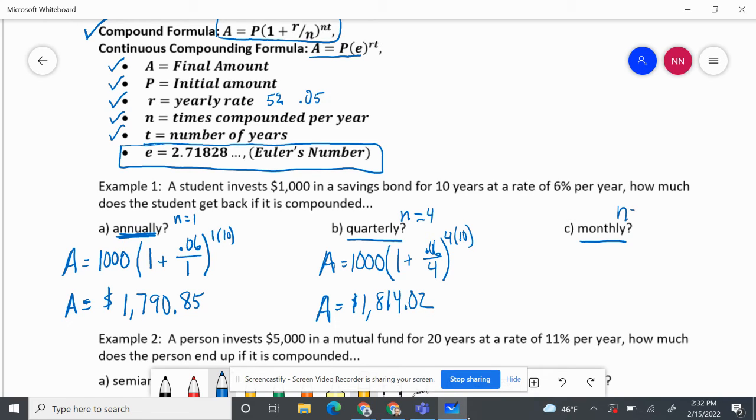Now it says monthly. Monthly means 12 times per year. So we have our initial amount of $1,000. We have 1 plus, and then we have the 0.06, and we're dividing it by 12. Once again, the reason that we're dividing it by 12 is because it's monthly.